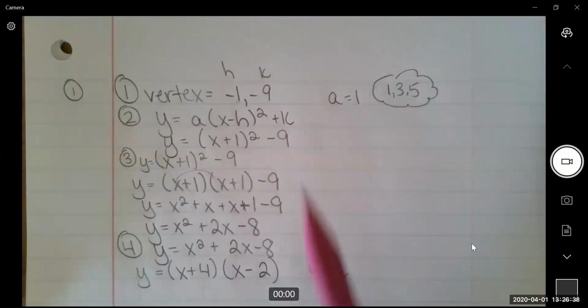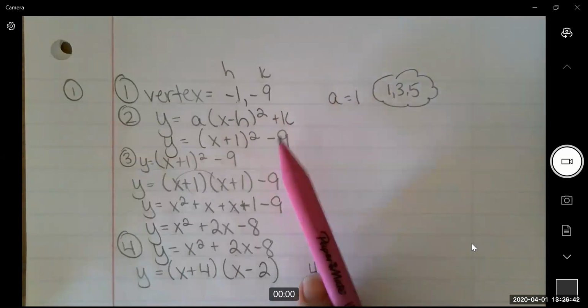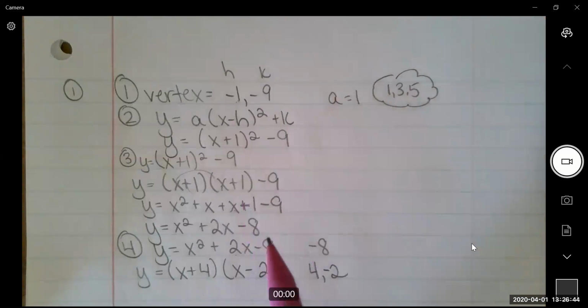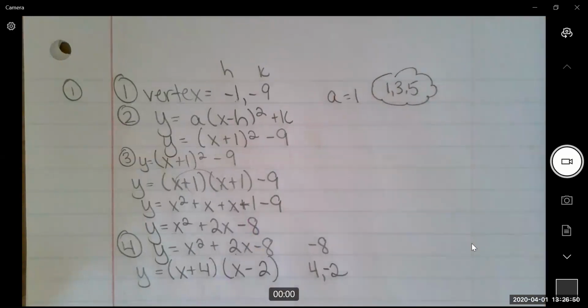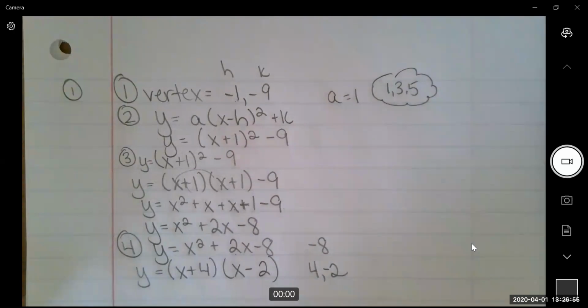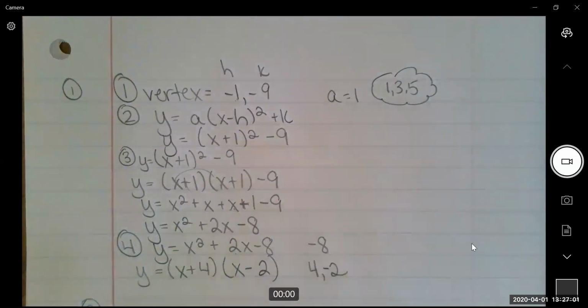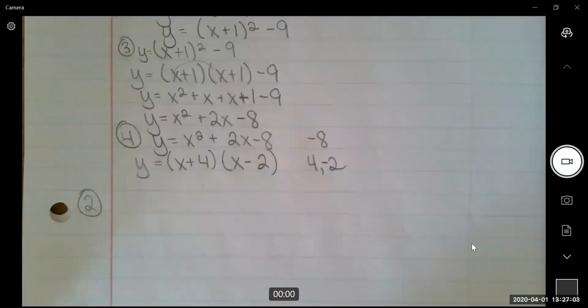So we started with the vertex, used the vertex to put it in vertex form, used vertex form to change it to standard form, and we took it from standard form to factored form. And again, you are encouraged to go back, watch the problem again, listen to it again, and write down what you need to write down. All right, so let's look at number 2.